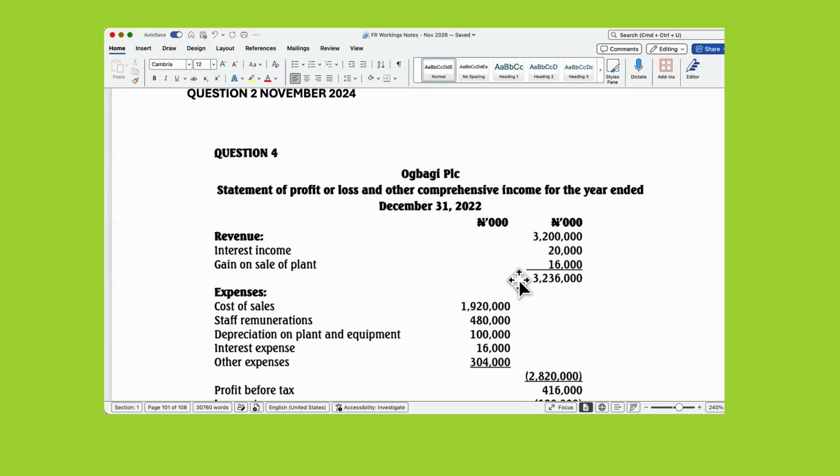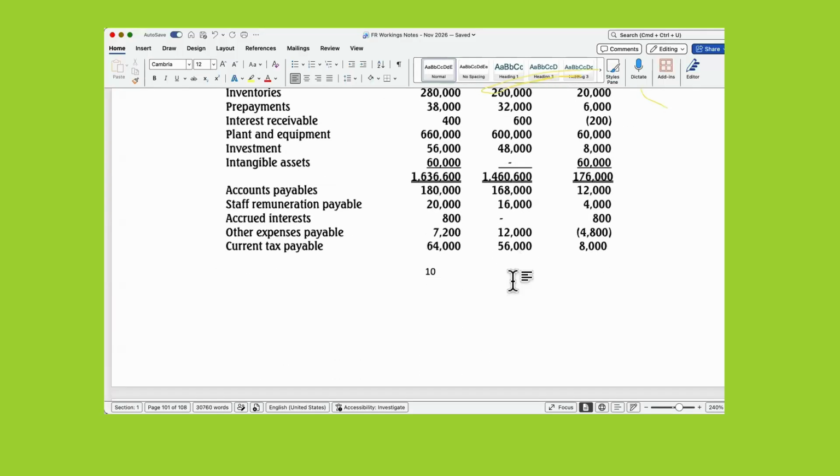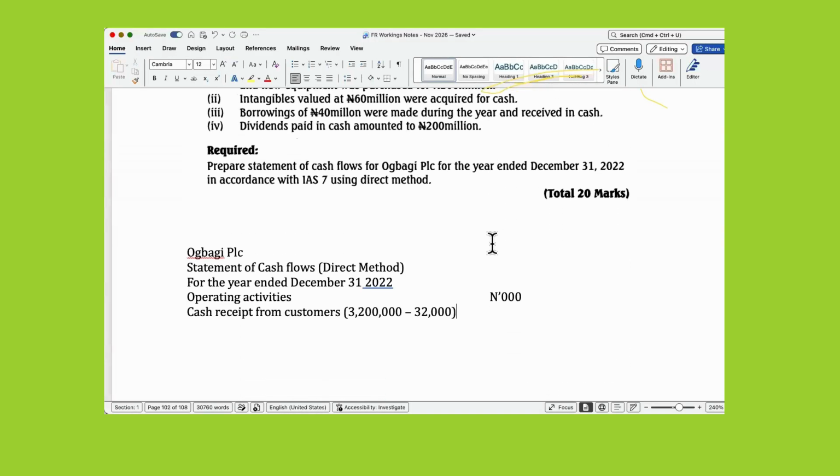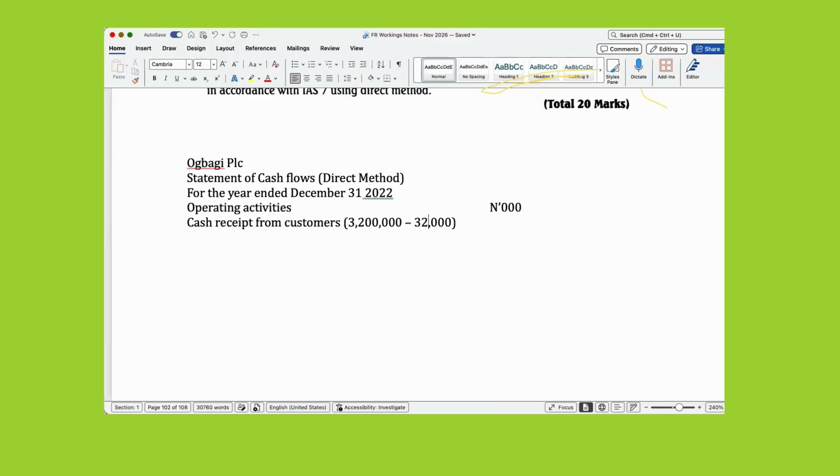The only place you will get that is in your receivables for the year. Okay, and my receivable for the year is 36,000. That's the increase in receivables they already gave me. So I just deduct 36,000. So how much would that give us?